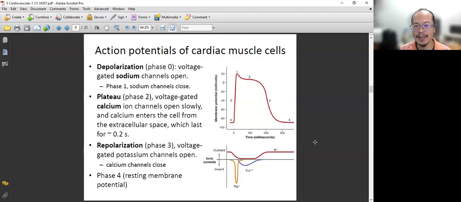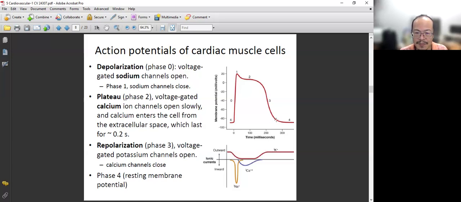So this leads to the action potential. This one is a summary of what we just talked about. This is the action potential, and you can see that during the depolarization phase, you have the voltage-gated sodium channel open right here, sodium influx moving into the cell. Then you have a plateau right here. The calcium channel opens, calcium gets into the cell. Then you have the repolarization, and that is potassium leaving the cell.